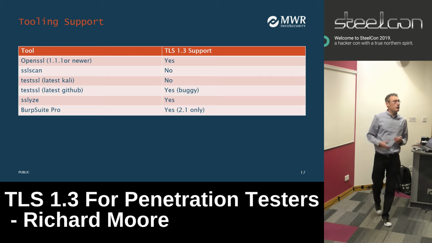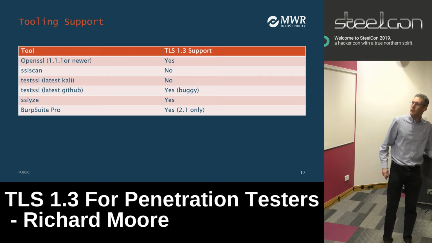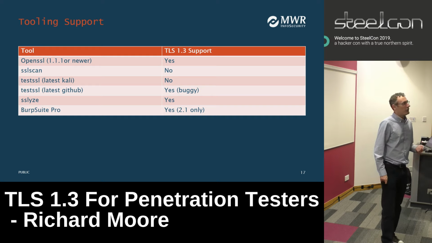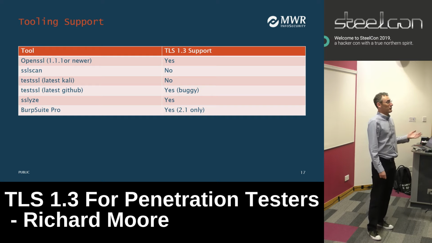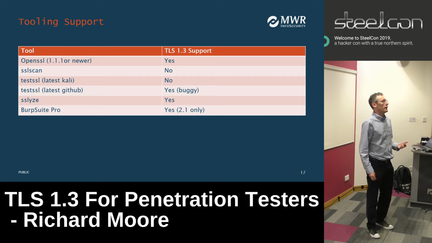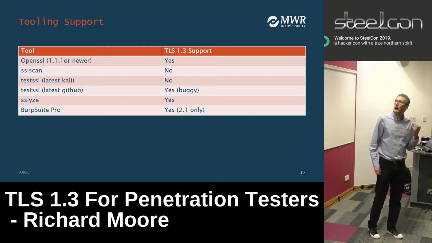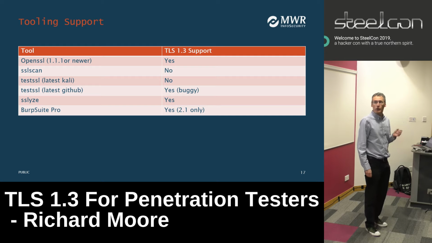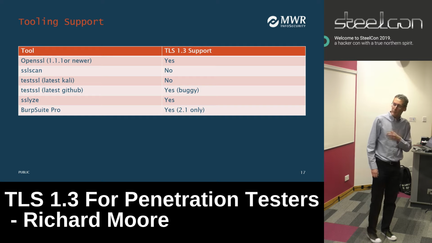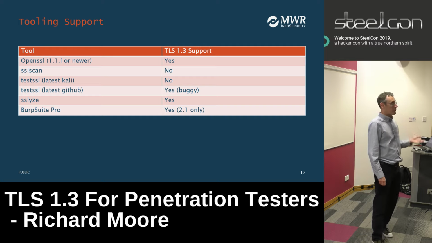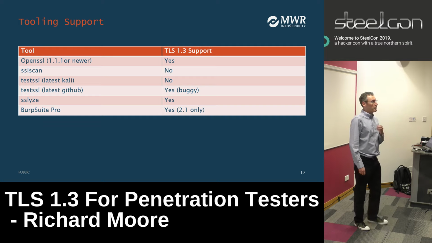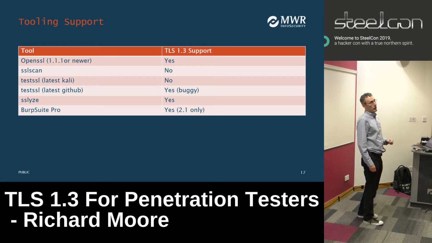So this summarizes what we saw in the demo. So OpenSSL, obviously I was using it for the server, so we know it supports it. It does support all of the versions. SSLscan doesn't support it. Testssl on the latest Kali? No. Testssl from GitHub? Yep, but it's buggy. SSLyze works properly. Burp Suite? Yes, but only if you're using 2.1 and the latest Java.